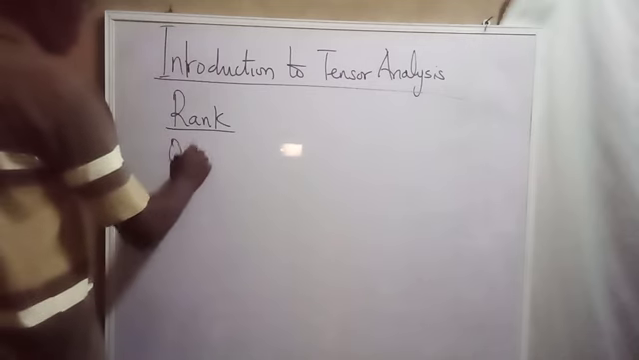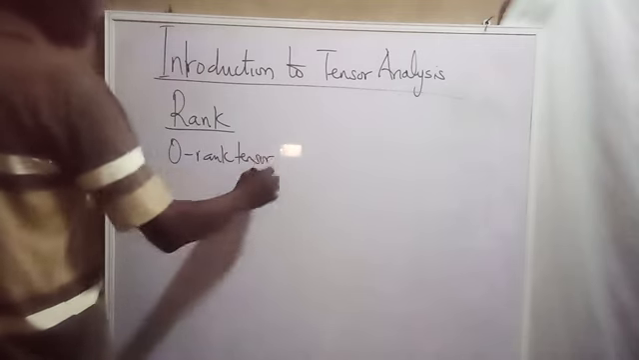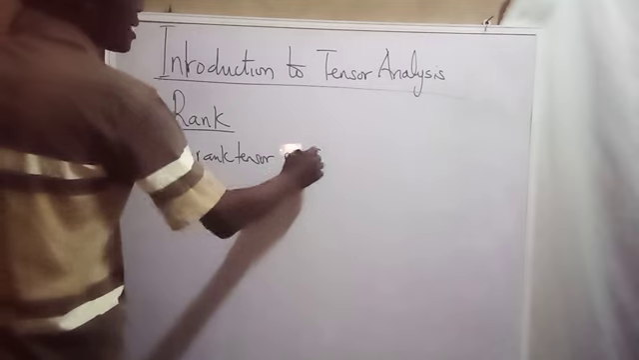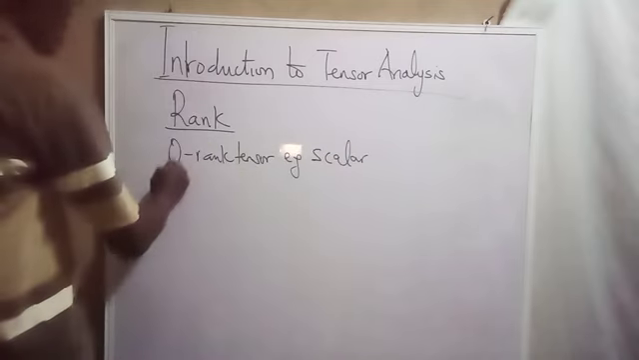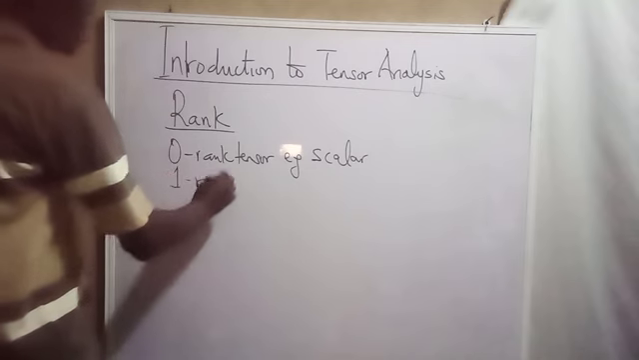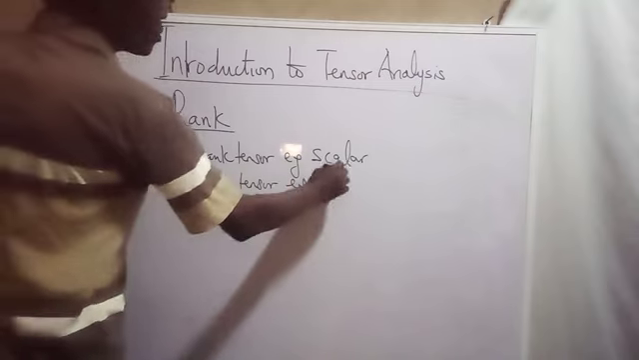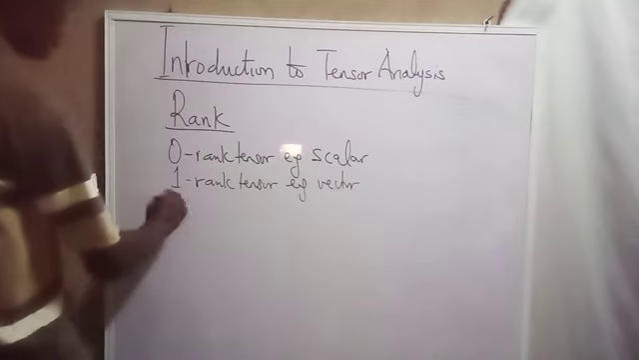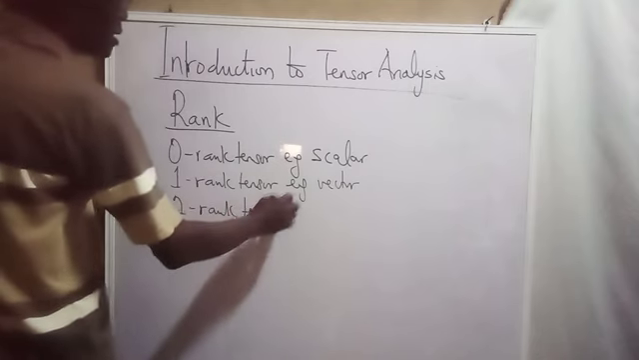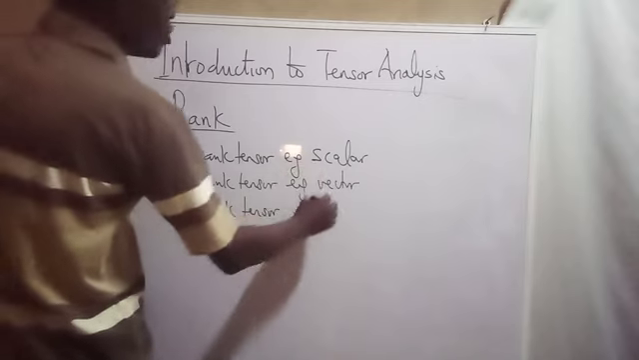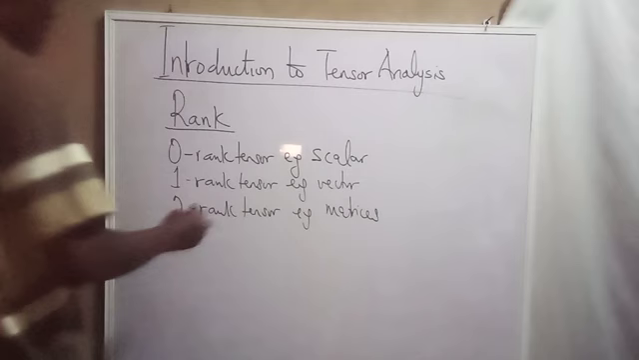zero rank tensor. Under zero rank tensor, the example is scalar. Scalar comes under that. Okay, we have one rank tensor. Under this, we have vector. Okay, we have two rank tensor. Under this, we have matrices.